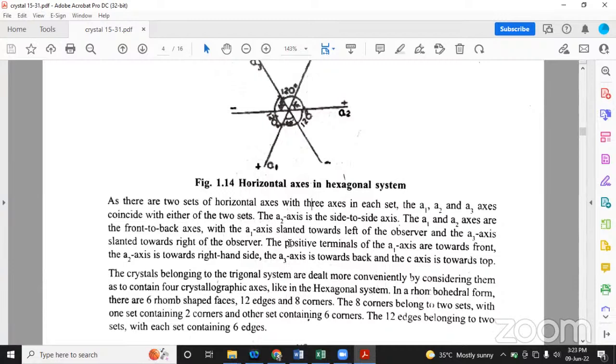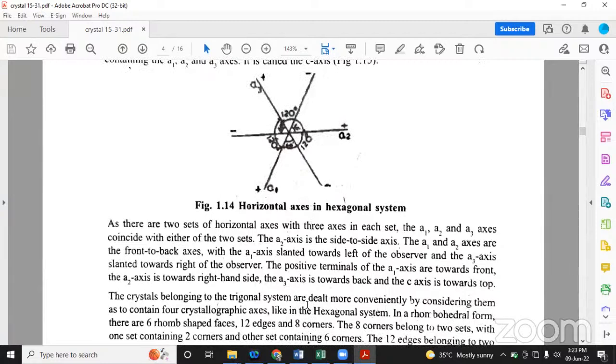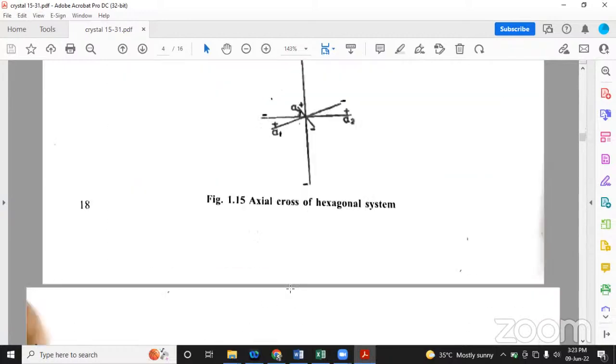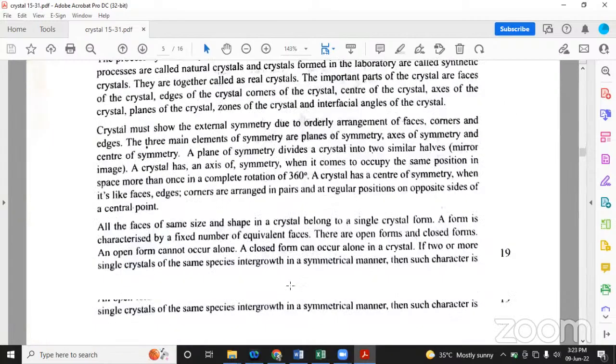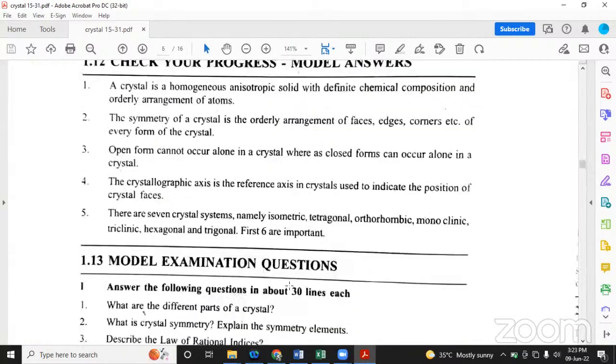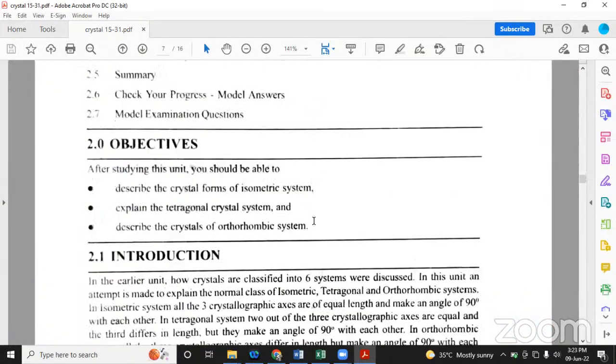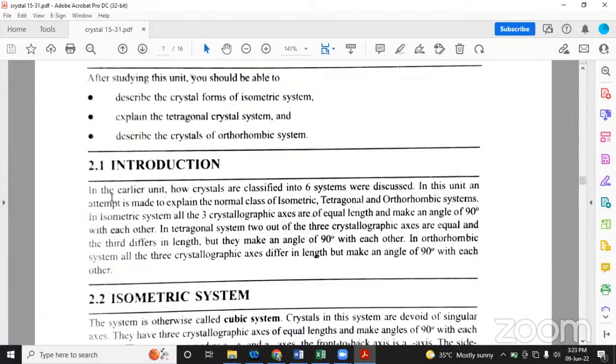Okay, now we will discuss each and every system individually, starting with the isometric system and its features. We can talk about the isometric, tetragonal, and orthorhombic systems in unit 2, so I am only covering it here. In the earlier unit, we already discussed that there are 6 crystal systems.